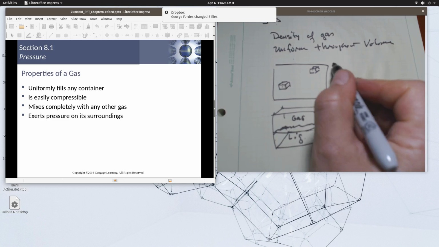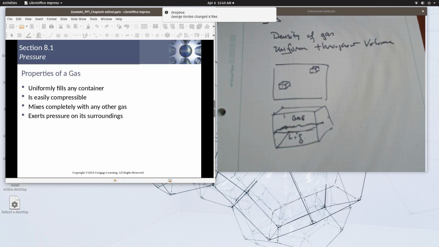So a gas is uniform throughout all of its volume. It mixes completely. If I have three different kinds of gas molecules in the system, I will have a uniform mixture of all three of those gases throughout the system. And the last thing that it does, it exerts pressure on its surroundings.